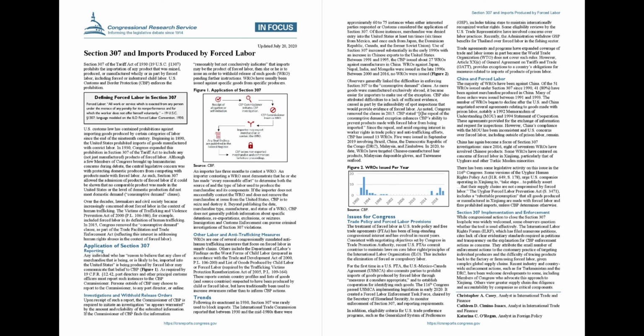Investigations and withhold release orders. Upon receipt of such a report, the Commissioner of CBP is required to initiate an investigation, as appears warranted, by the amount and reliability of the submitted information. If the Commissioner of CBP finds the information reasonably but not conclusively indicates that imports may be the product of forced labor, then she or he is to issue an order to withhold release of such goods (WRO), pending further instructions. WROs have usually been issued against specific goods from specific producers. Figure 1. Application of Section 307.